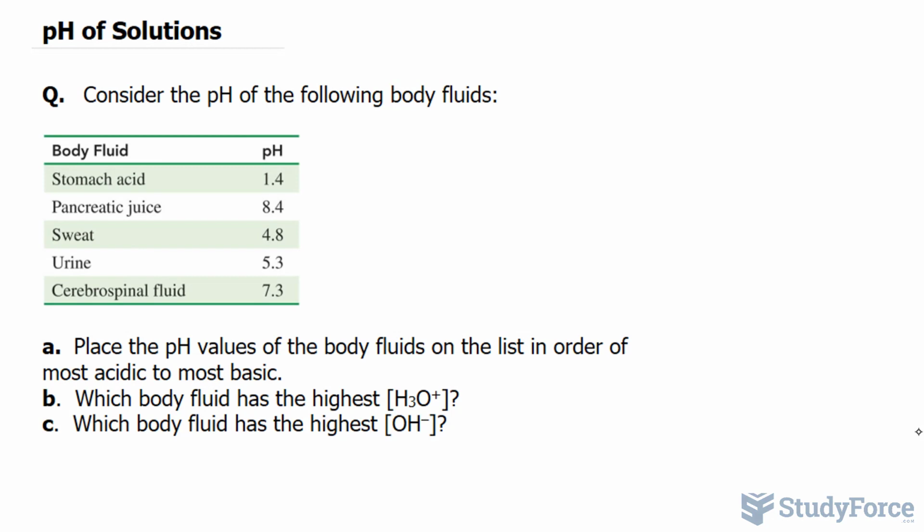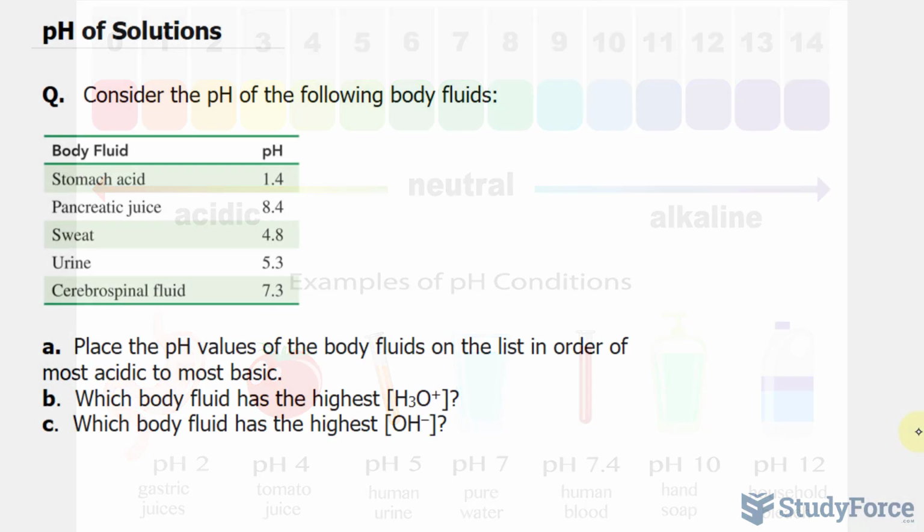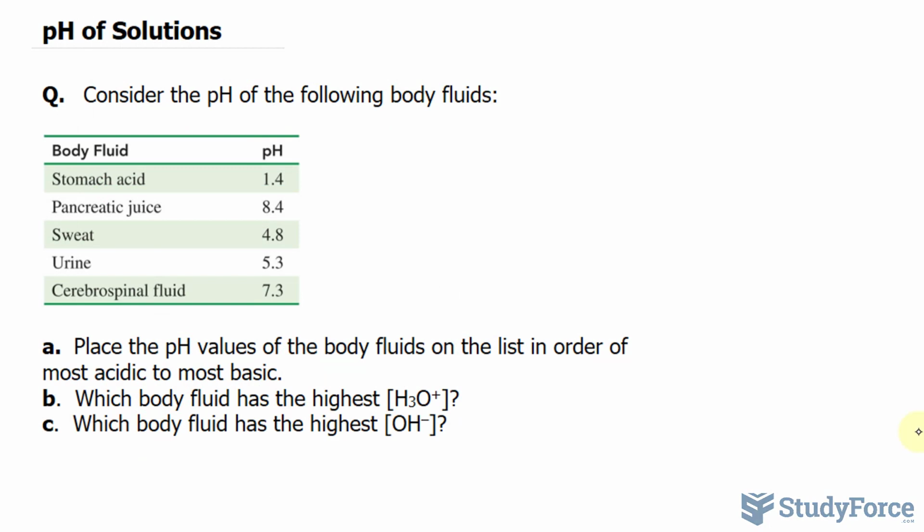Now, of course, on the pH scale, the most acidic is 0. In fact, the scale ranges between 0 and 14, where 7 is neutral. Anything between 0 and 7 is acidic, and anything between 7 and 14 is basic. So the closest value to 0 here is stomach acid. So this is first, most acidic. The second most acidic is sweat.